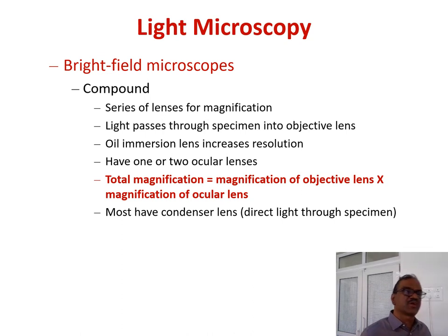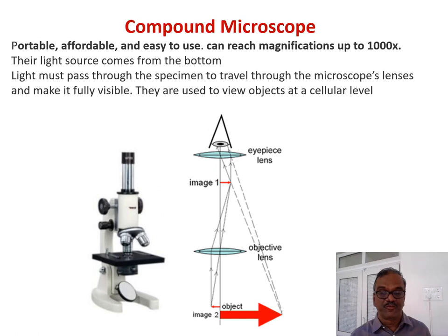Why need a condenser lens? To avoid the dust, and also focus the light to move through a particular orifice. Okay, so for that, direct light through the specimen. Okay, this is the way how the image is produced.